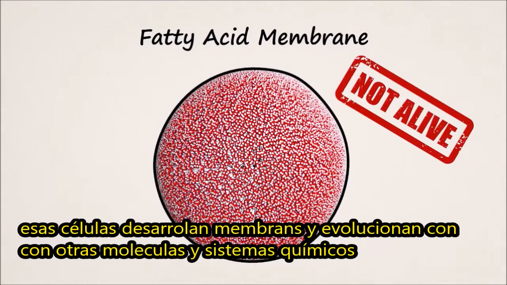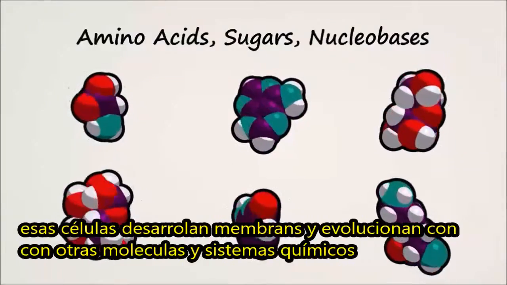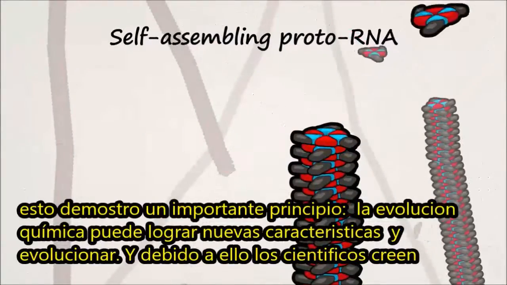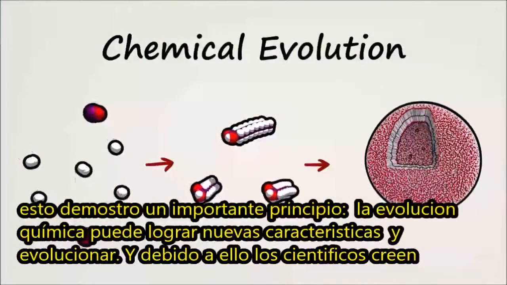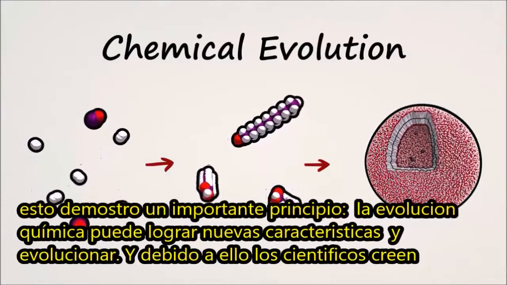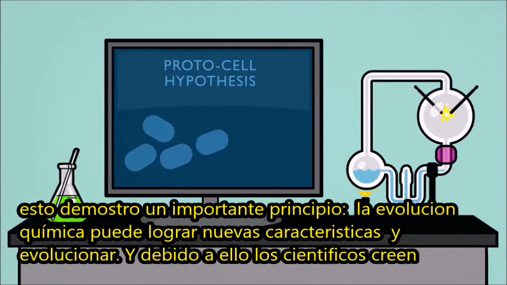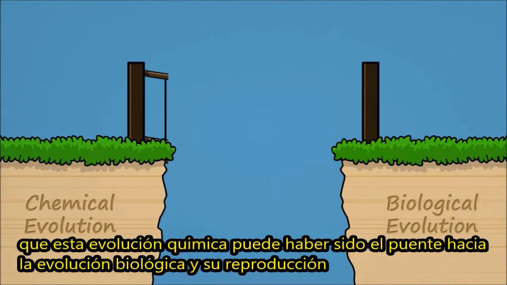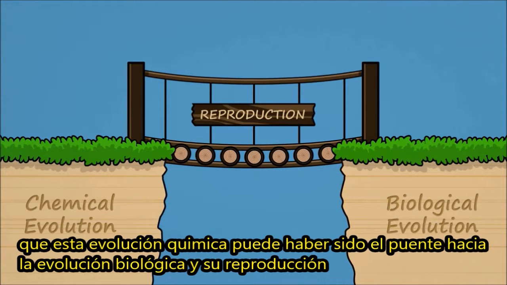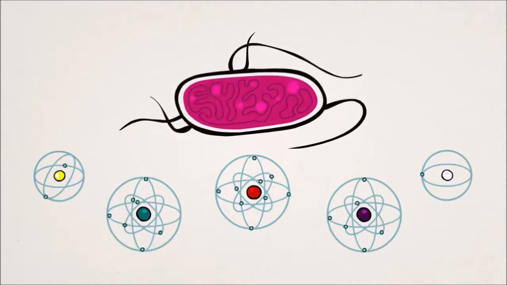That said, the development of these membranes, along with many other molecules and chemical systems that scientists have observed, demonstrate an extremely important principle. Chemical evolution can give rise to new characteristics and abilities. Because of this, scientists hypothesize that under the right circumstances, chemical evolution could give rise to systems that are fully capable of reproduction. If they are correct, this would bridge the gap between chemical evolution and biological evolution, demonstrating that chemistry can indeed give rise to life.